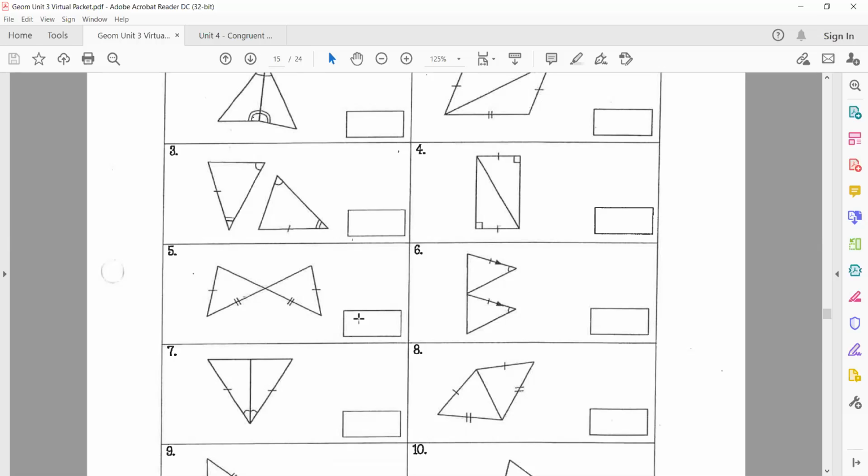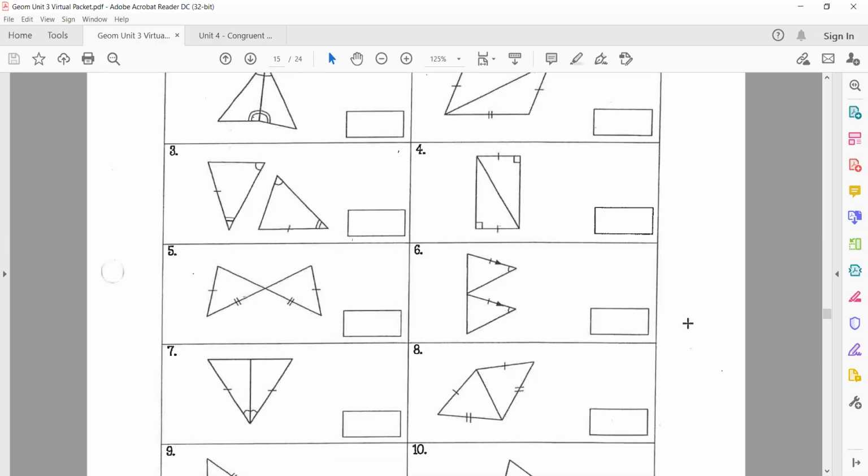And it demonstrates what I mean about not forcing one of the proofs onto a drawing, because we can only use what is given to us. What about number 6? Doesn't look like we have very much information there, but we do have enough to prove those two triangles are congruent.